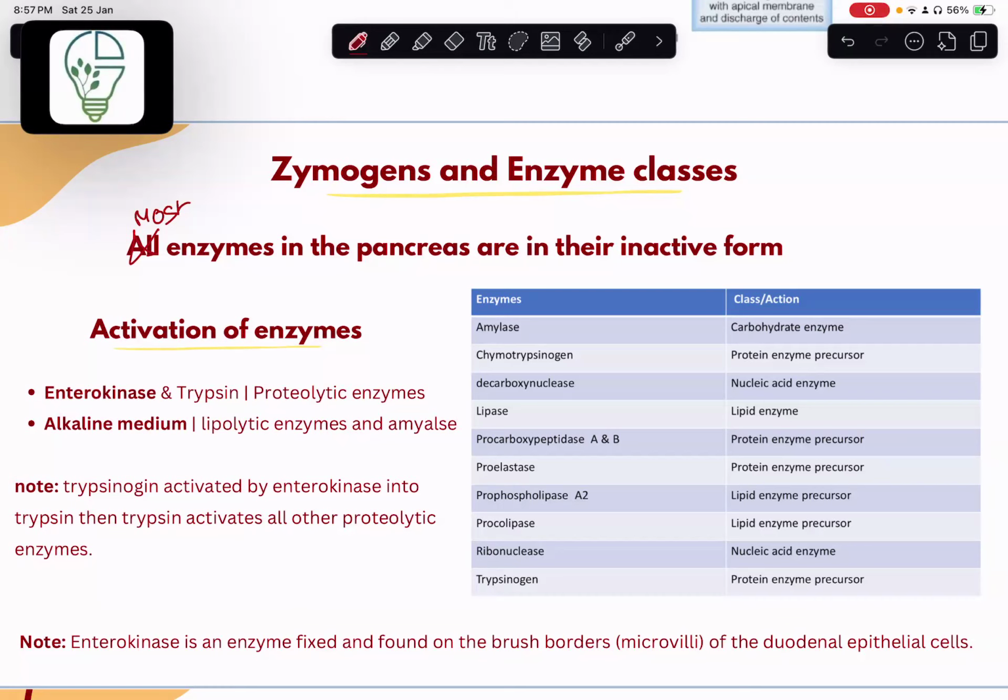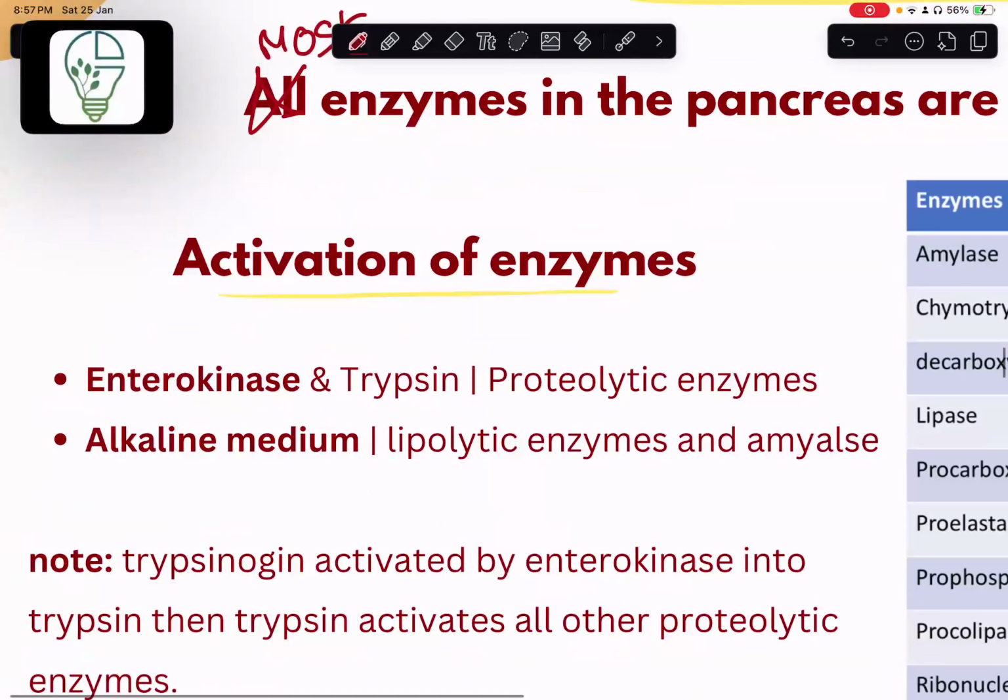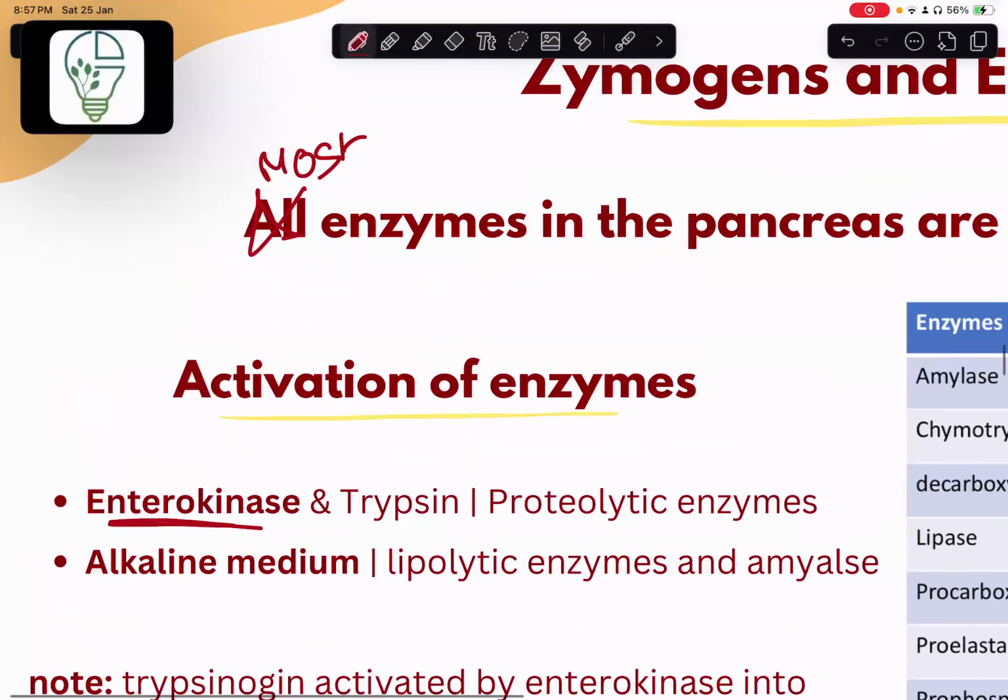Okay, so the enzymes are inactive. There should be a way to activate them. How do we activate those enzymes? We have two ways, or three ways, let's say: two main, one secondary. The first main way is through the enterokinase enzyme. What is this enzyme? This is the lumen of the duodenum.